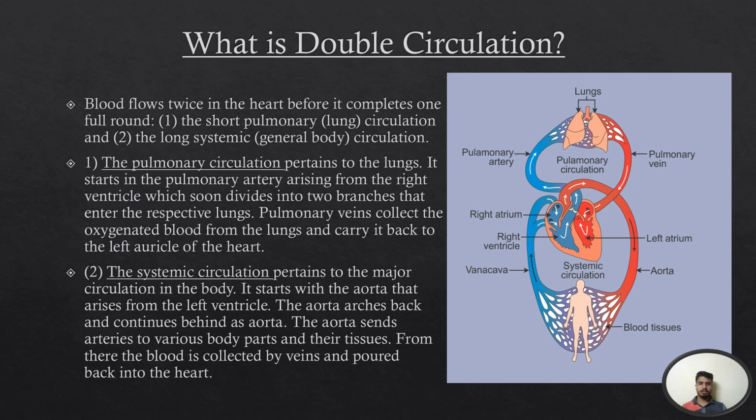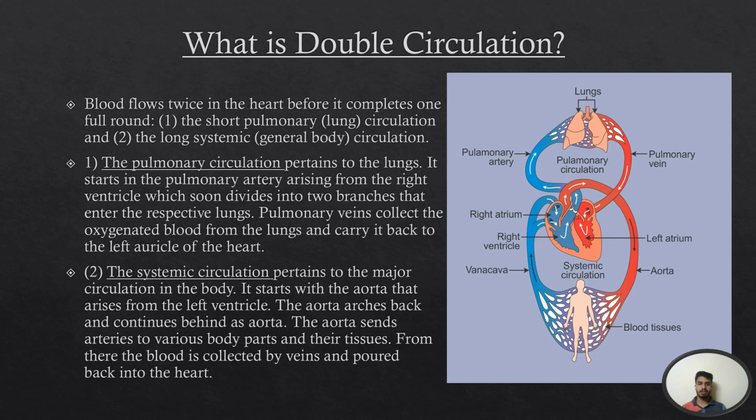Now we are going to learn about the double circulation. What is double circulation? Double circulation is a condition where the blood flows twice through the heart before completing one full cycle. It is the pulmonary circulation and the systemic circulation combined together. It's called the double circulation.